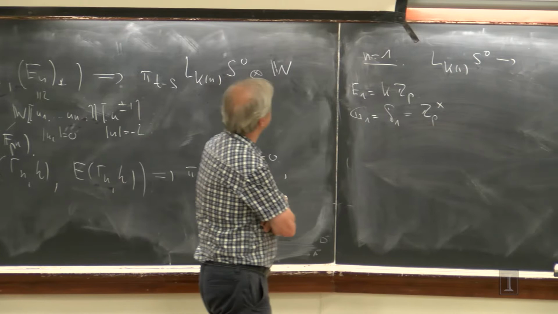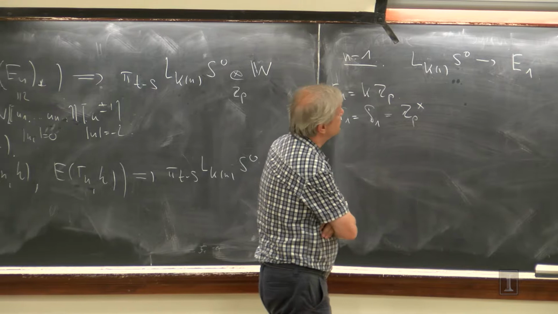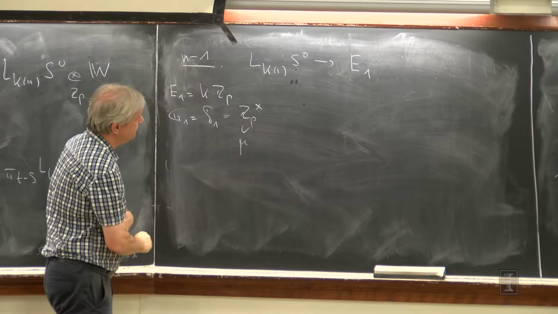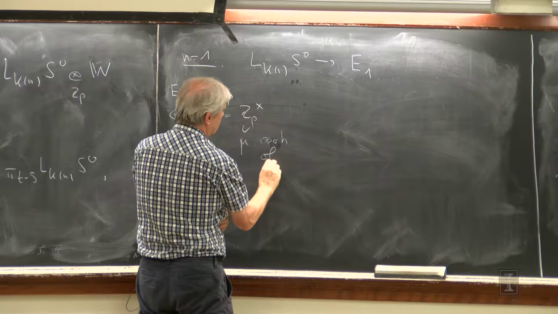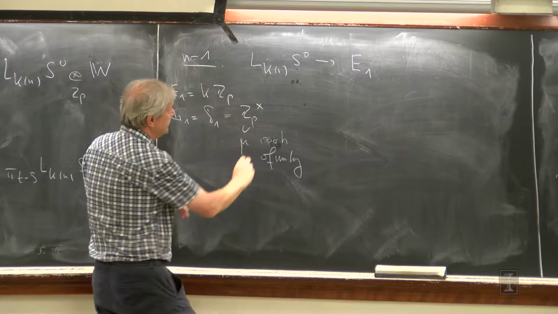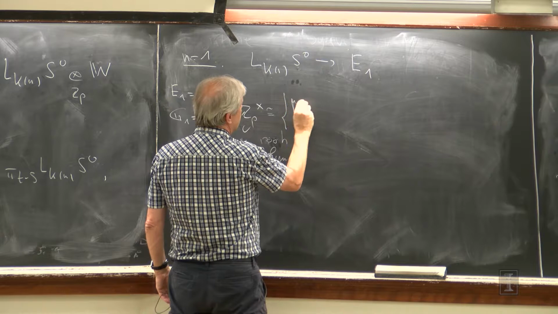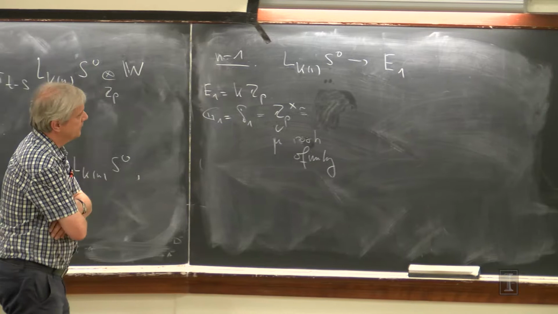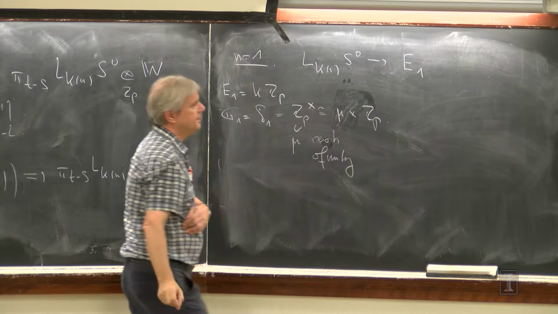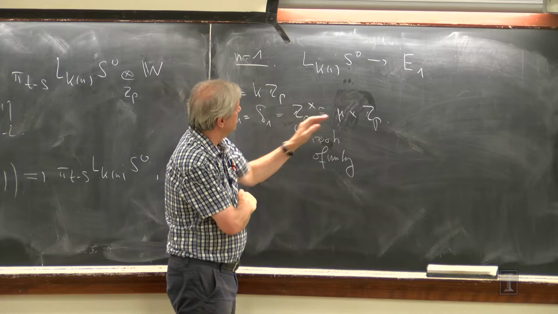And we've learned that this LK1 of S0 sits in a fibration. This group contains the roots of unity, that's a finite subgroup, and this group is isomorphic to mu cross a copy of the additive p-adics, given, if p is odd, by units which are congruent to 1 modulo p, or at p equals 2, units which are congruent to 1 modulo 4.